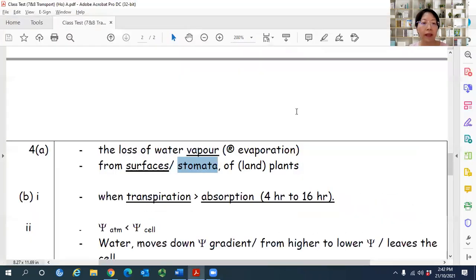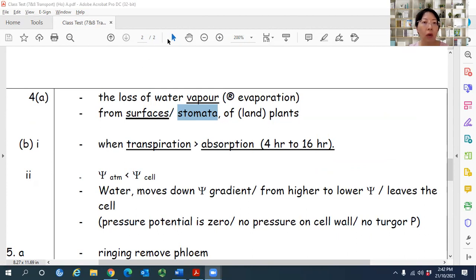Okay, so let's check again the mark scheme. So in the mark scheme, when will this happen? When the water potential in the atmosphere is less than water potential in the cell, or the water potential of the environment is less than that in the cell. So water will move down the water potential gradient, or from a region of higher to lower water potential, or leave the cell. So that's all, 2 marks.